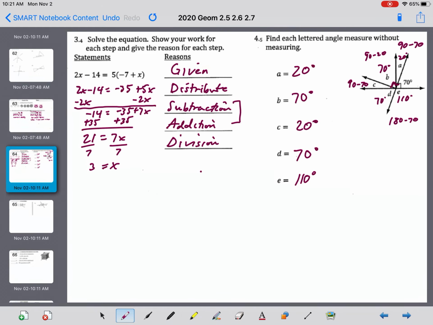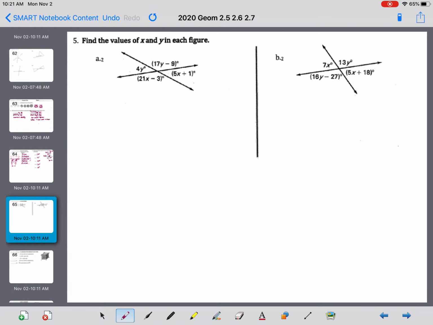All right, moving down to number 5. So we got linear pairs and vertical angles in this picture. We just have to look at where our variables are and decide where to set this up. So I look at x's here and here. Those are going to be in a linear pair format. So this is what I'm going to set up to get x: 21x minus 3 plus 5x plus 1 equals 180. So get my x's together, 26x. Negative 3 and 1 add up to negative 2.